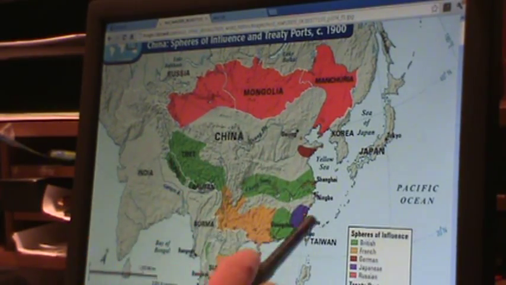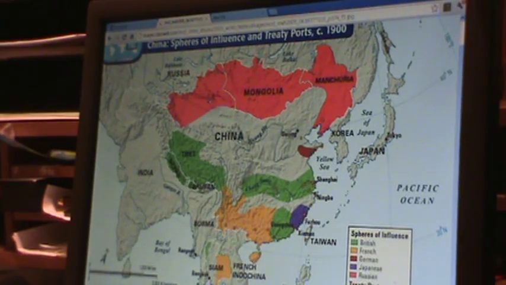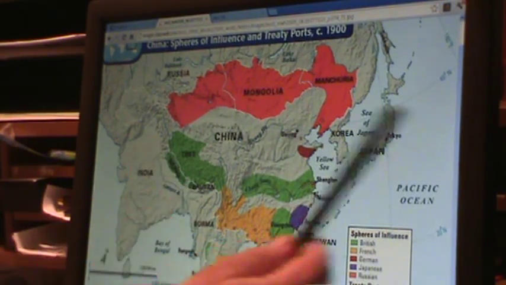Here's China. The colors indicate spheres of influence where European imperial powers pretty much had say in China. They were the only Europeans allowed to trade there. They were the only Europeans that could travel freely there. And there got to be things like extraterritoriality. So we're going to get to extraterritoriality in a moment. Let's take a look at some of the countries.